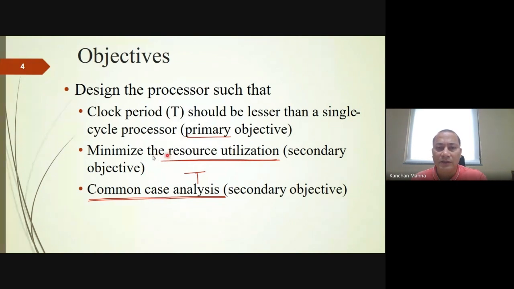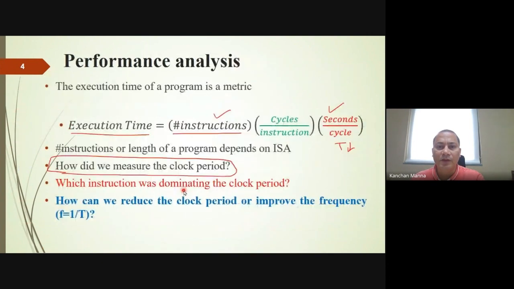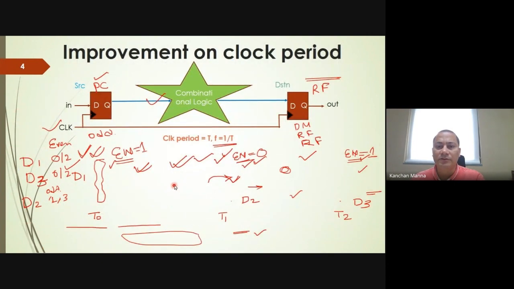It also has two other secondary objectives, such as resource utilization minimization, and the common case analysis. In this common case analysis, we want to give the exact amount of time to each instruction for its execution. So what was the goal of that approach?